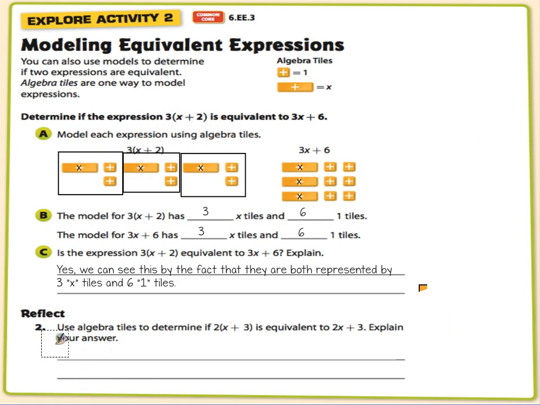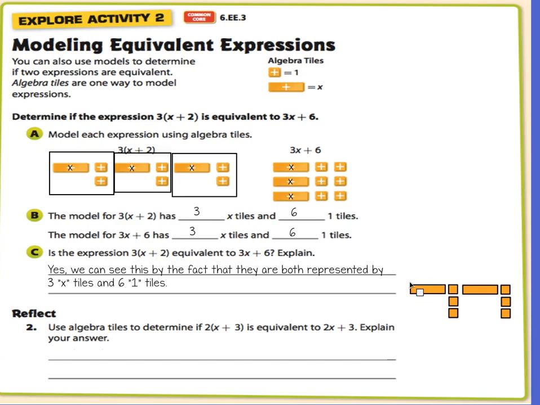So what we're going to do is take a look at number 2, and we're going to use these tiles to determine if 2 times the quantity x plus 3 is equivalent to 2x plus 3. So again, remember, this means 2 groups of x plus 3. So there's one group of x plus 3, and then here's another group of x plus 3.